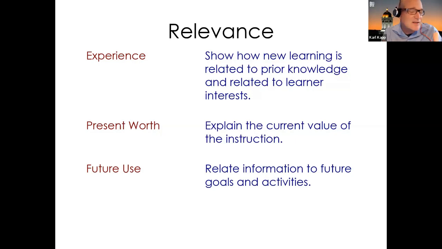And the second items here are related to that, right? Present worth. Here's why you need to learn this now. Here's the importance of learning this today. It's going to make you a better person. It's going to help you, not much different from experience. And then future is, hey, you're going to need this for the future. That is a taller order for adult learners. Like, hey, you may need this in the future, so think about this.